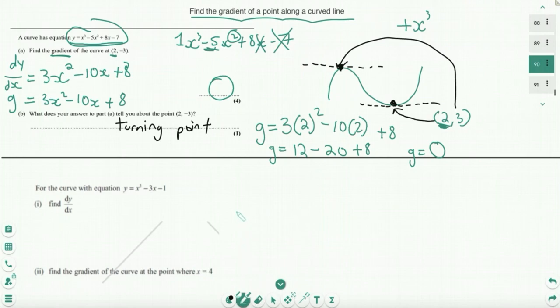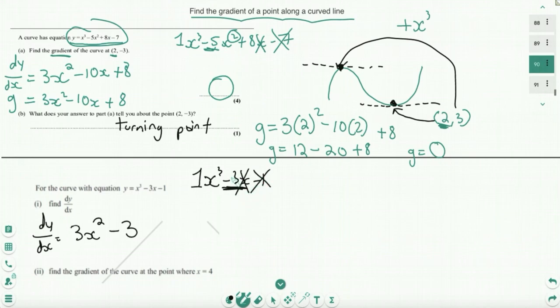For a curve with equation y equals x cubed minus 3x minus 1, find dy over dx. Okay, let's just differentiate it. Dy over dx equals, let's write it out bigger. X cubed means 1x cubed. So 1 times 3 is 3x. Subtract 1 from the indices. 3 minus 1 is 2. Then minus 3x. X is by itself, so we just cancel out the x. So minus 3. And minus 1 is a constant, so it just disappears.